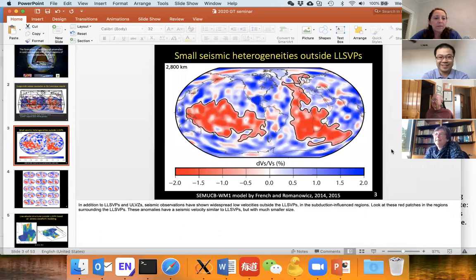Yes, because in the lab, we would predict the 100 kilometer spacing. That's what we see in the lab. But in your modeling, do you see this as well?